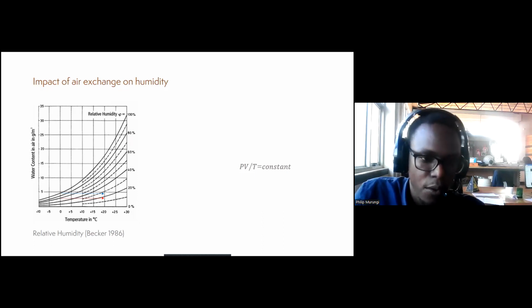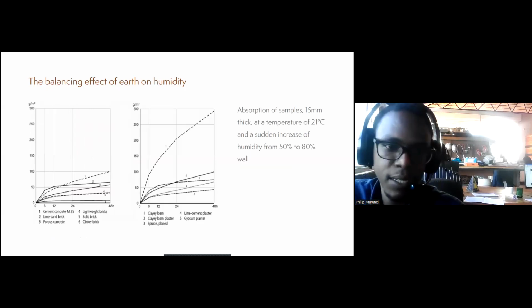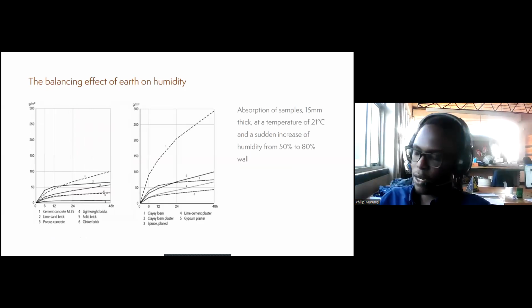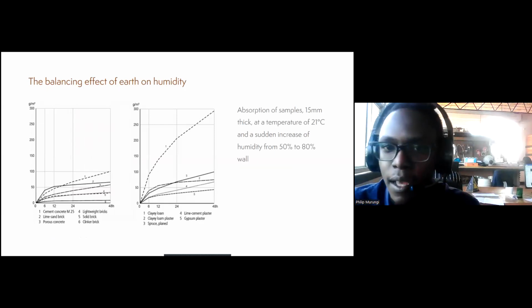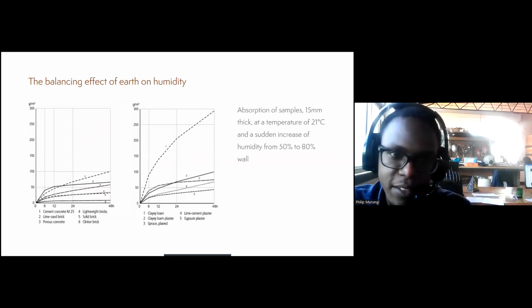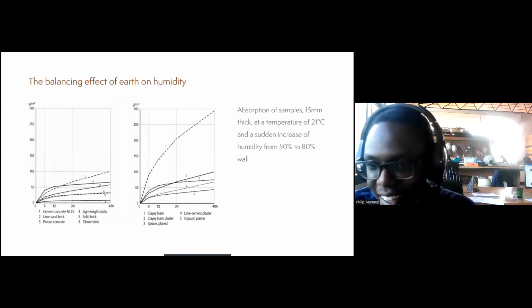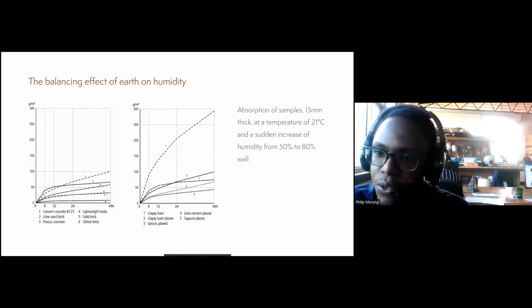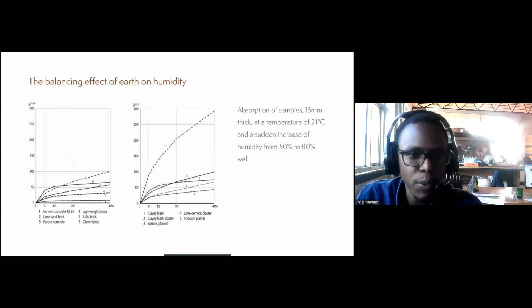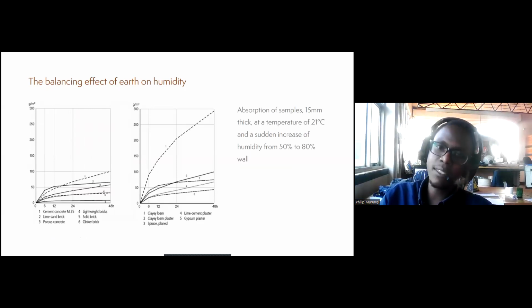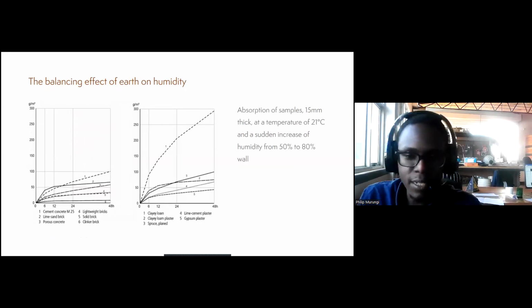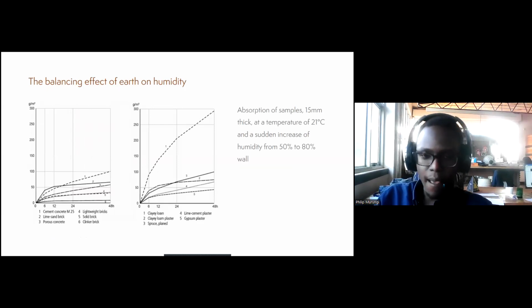So research has been done in Germany at BRL, mostly in the 70s and 80s, quite a while back. Here, more curves. We're looking at how porous materials are able to absorb and desorb humidity from the ambient air. Basically, they took samples 15 millimeters thick, that's 1.5 centimeters, at a temperature of 21 degrees, and then caused a sudden increase of humidity from 50% to 80%.